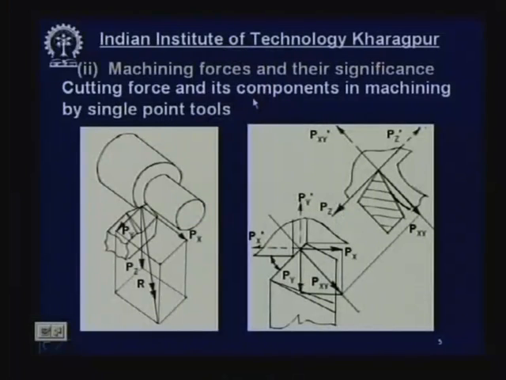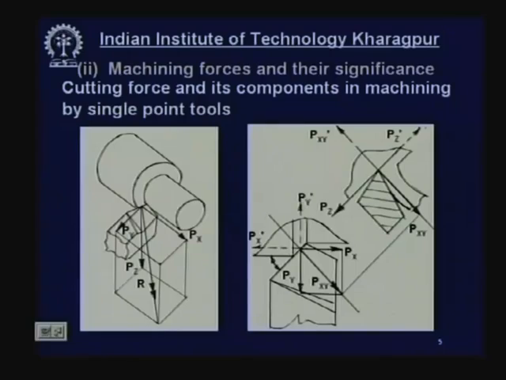Now, machining forces and their significance. Let us say cutting force and its components in machining by single point tools. There are different types of cutting tools. They are grouped as single point cutting tools and multi point cutting tools. Single point cutting tools are characterized by only one main cutting edge, and on that cutting edge there is only one force. For example, single point turning tool, shaping, planing, boring, slotting, these are single point cutting tools. And multi point cutting tools: a drill has two cutting edges, and milling cutters have multiple teeth, so they are different. First we shall discuss the force analysis of single point cutting tools.